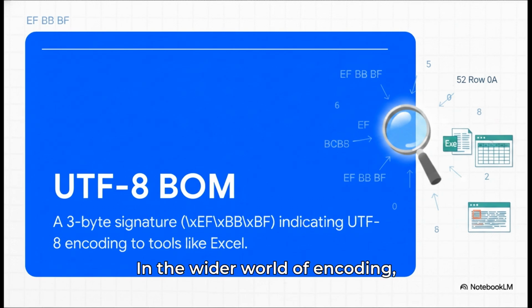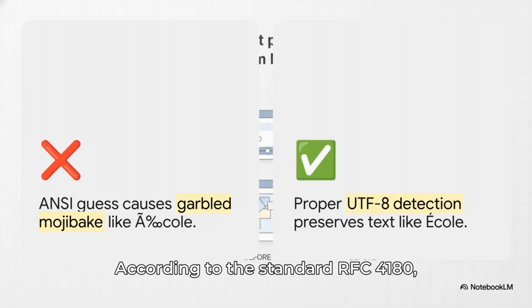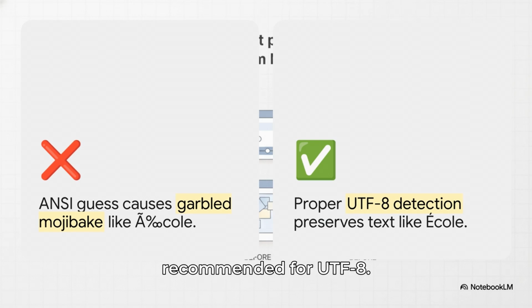In the wider world of encoding, UTF-8 is the absolute gold standard for representing international characters safely. However, Microsoft Excel is a bit quirky. It often requires this specific invisible BOM signature just to realize a CSV file is actually UTF-8 encoded in the first place. Here's the funny thing. According to the standard RFC 4180, a BOM isn't even recommended for UTF-8.